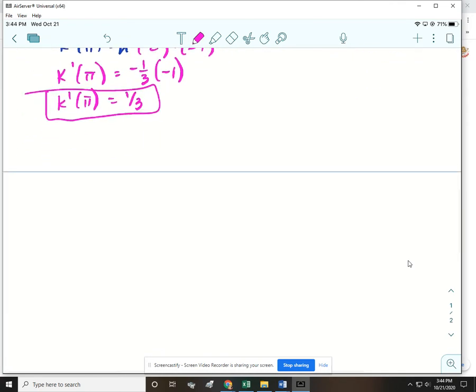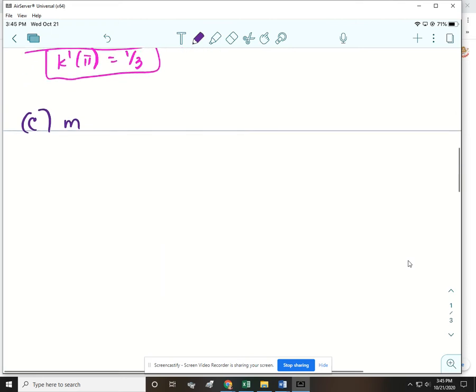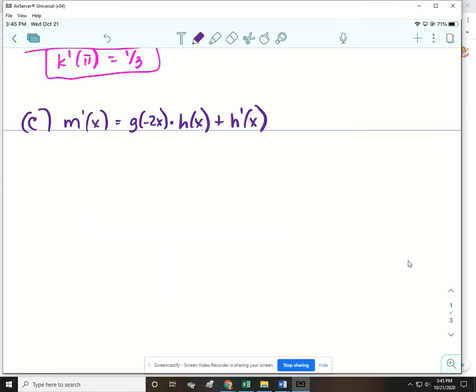Okay, for the C part, we have another function, which is m, and we want to find m prime of 2. So I'm going to start off by finding m prime of x. Now, this looks confusing because it looks like it's g times -2x. It's actually g of -2x. So we're going to start off with the product rule, where we'll leave g of -2x alone and multiply it by the derivative of h of x. Then plus the derivative of g of -2x and multiply it by h of x.